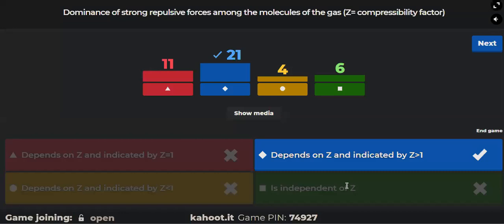Obviously, repulsive force. What's the meaning of repulsive? We have already studied that if repulsive force is there, then Z is greater than 1. And if attractive force is there, Z is less than 1. Right? You have to remember the concept. Let's see the scoreboard.